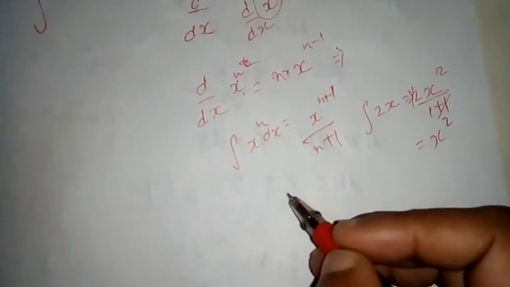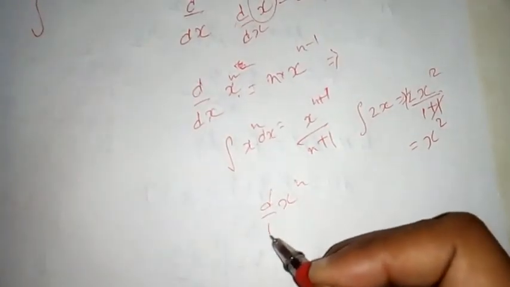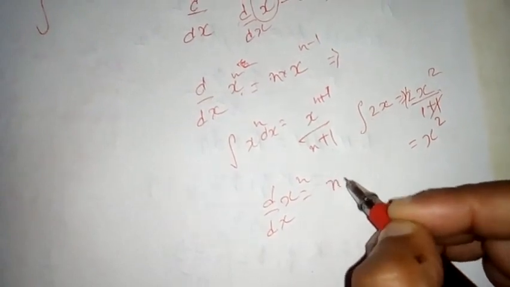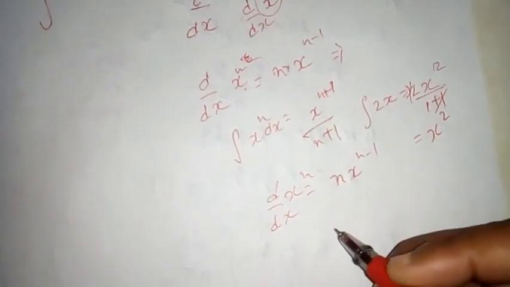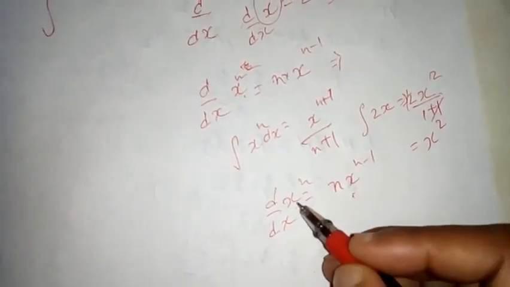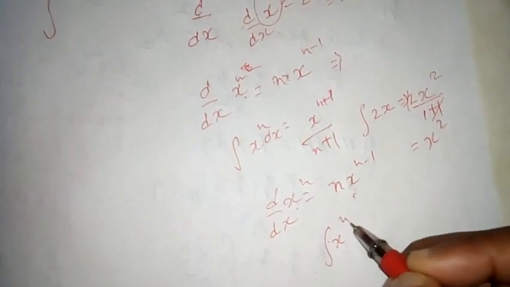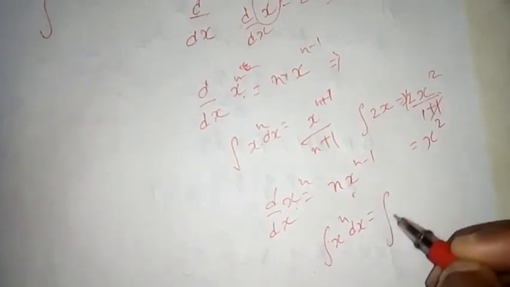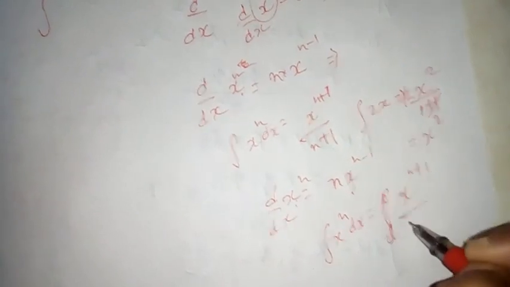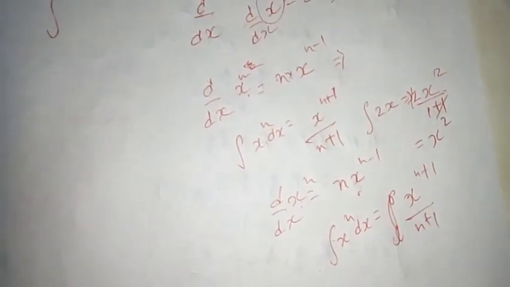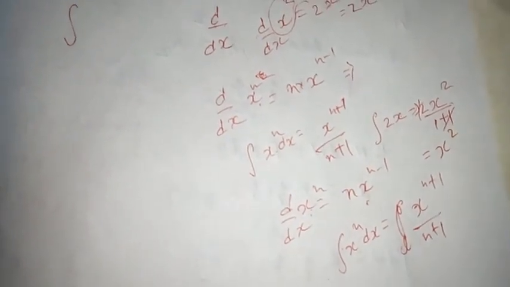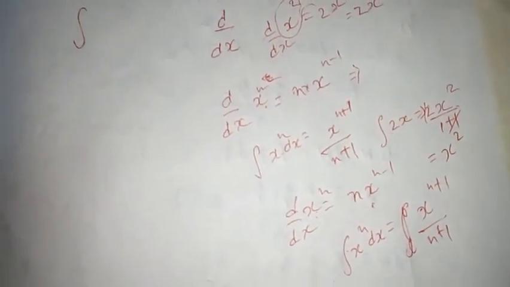The formula is: d by dx of x to the power n becomes n x to the power n minus 1. If I integrate x to the power n with respect to x, it becomes x to the power n plus 1 over n plus 1. You have to keep this in mind. If you're clear with this, I'll jump to electric potential energy.